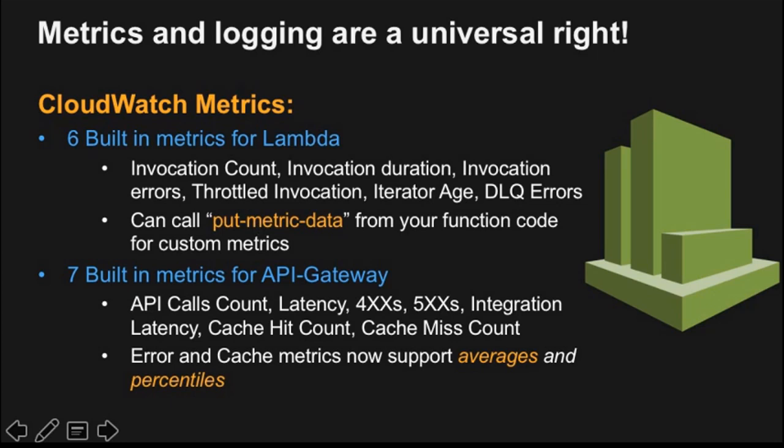Specific to Lambda, there are 6 built-in metrics, and there's support for custom metrics as well. Also, there are 7 built-in metrics for Amazon API Gateway. You can use these to identify the number of times it got invoked, error code count, latency, and other pertinent information. If you navigate in the console, there are other ready-made dashboards available for you to see all these metrics.